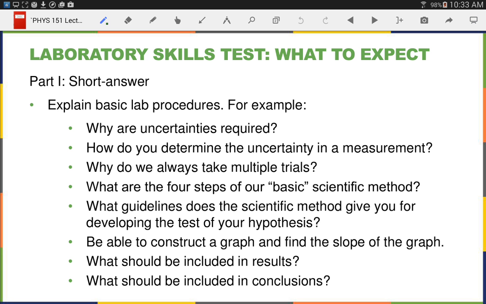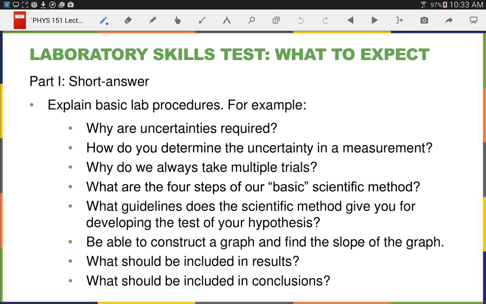So people like Diksha, the birthday girl, asked me about what's going to be on the lab practical or lab skills test tomorrow. There are two pieces. The first part is a short answer part where you will be explaining basic lab procedures. I've listed here a number of things that you're going to be asked questions about. These are basic things. If you've been paying attention and doing the labs, they should be fairly easy for you.